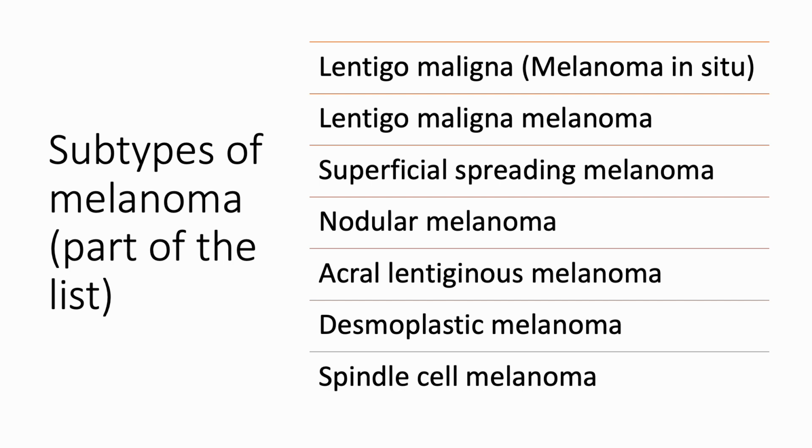And we have superficial spreading. Superficial spreading means the invasive part is superficial spreading, so that is invasive. Nodular is invasive. Acral lentiginous melanoma is invasive melanoma, but if you want to say the acral lentiginous melanoma is only in situ, you use the term acral lentiginous melanoma in situ. And the last two are the desmoplastic and spindle cell melanoma. Let's go through each individually.